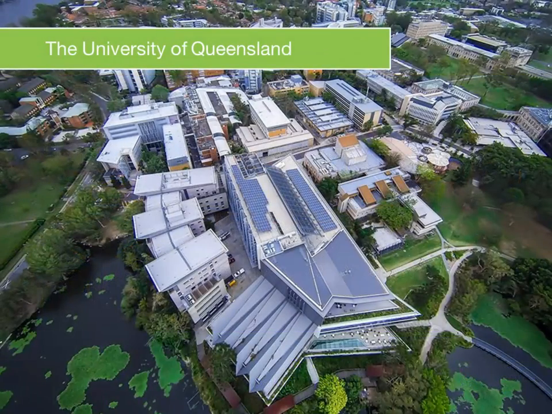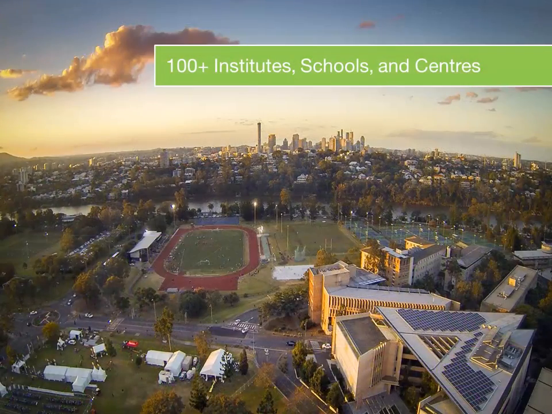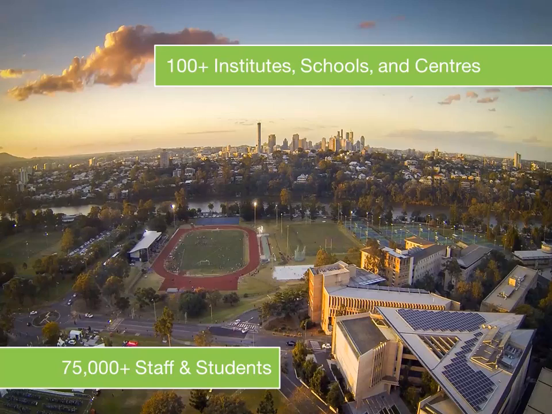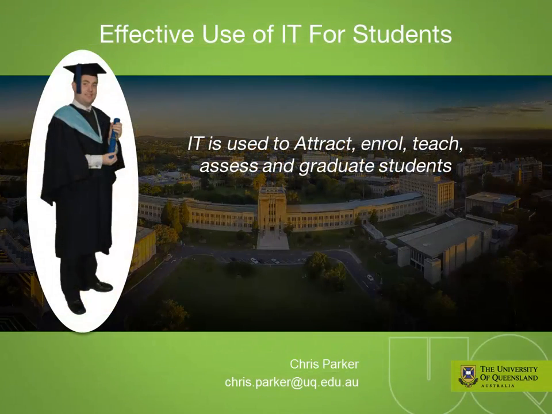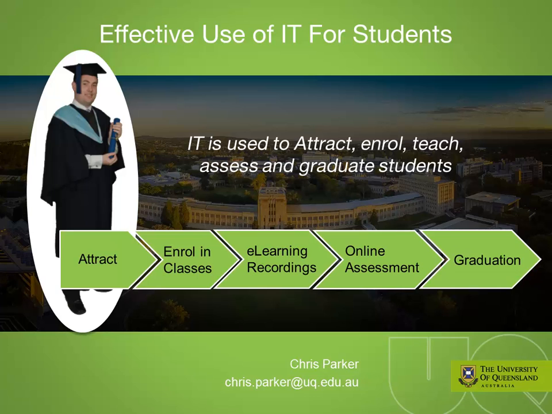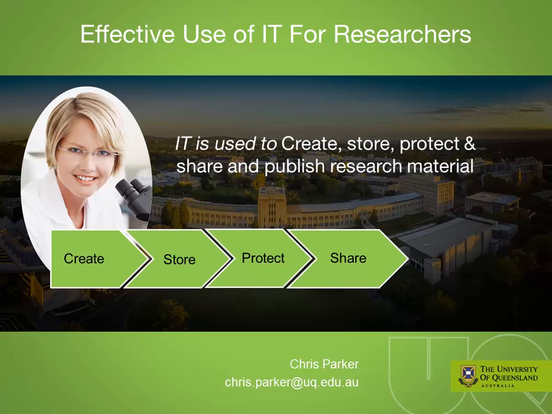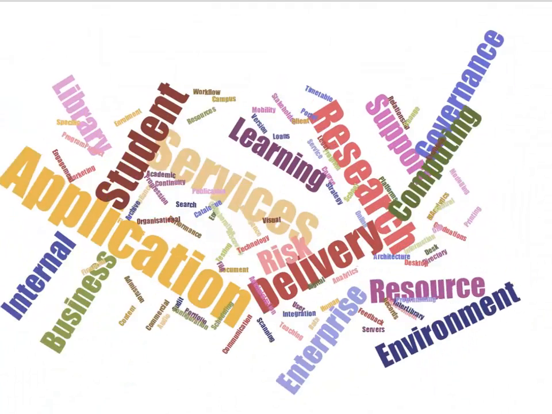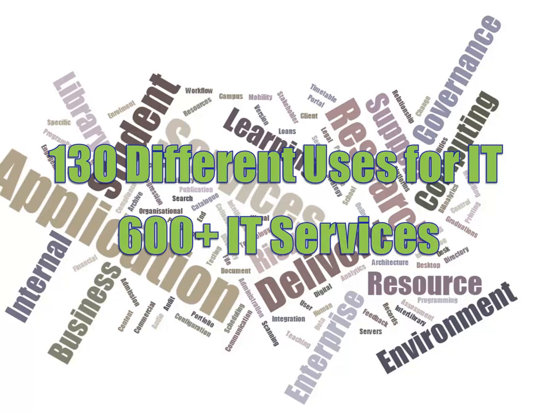The University of Queensland has over 400 buildings spanning 40 sites. It is home for hundreds of institutes, schools and centres. UQ has made effective use of IT. It uses IT to attract, enrol, teach, assess and graduate students. It uses IT to create, store, protect, share and publish research material. In fact, UQ uses IT for over 130 different purposes and has over 600 core IT services.